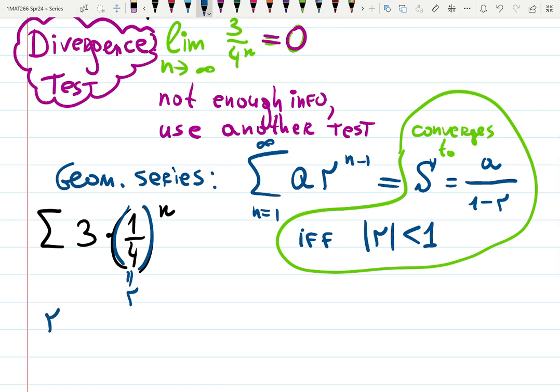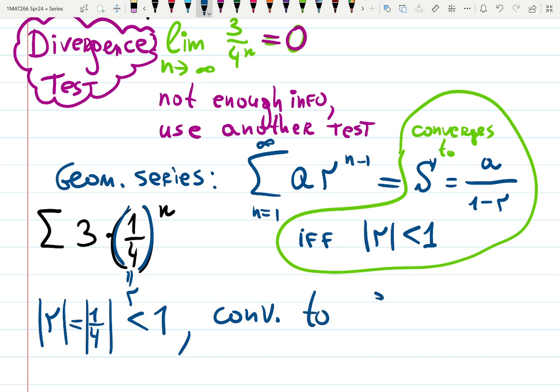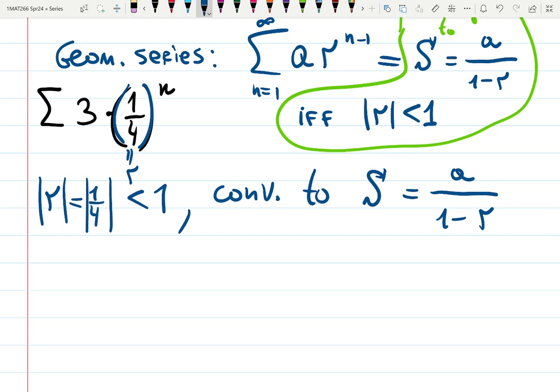R is 1/4. That's not important. What's important is that it's less than 1 in absolute value. Then we know that the series will converge to capital S, and we just need to calculate that. It's A over 1 minus R: first term over 1 minus common ratio. Everything depends on what the first term is.